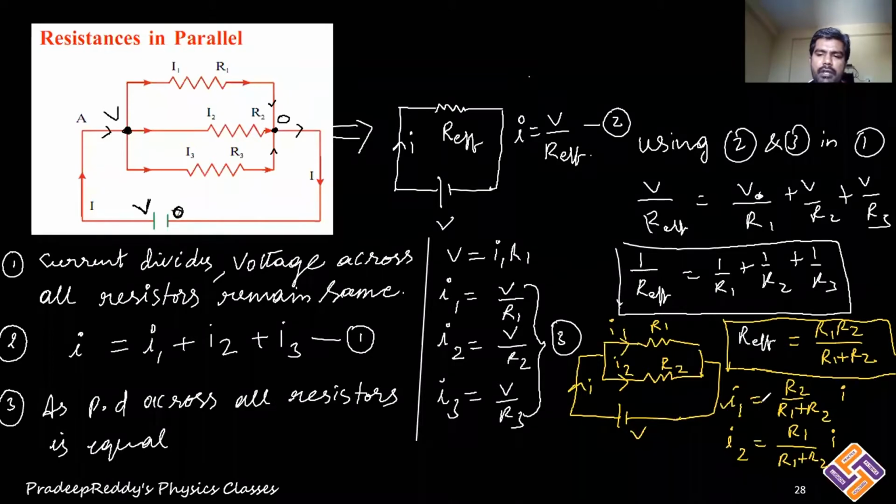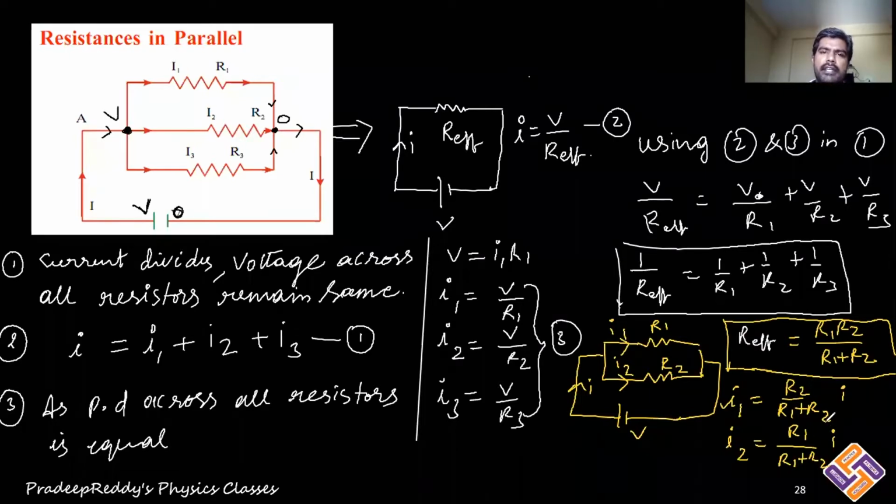I1 is equal to R2 by R1 plus R2 into I. I2 is equal to R1 divided by R1 plus R2 into I. I is the net current, and that current gets divided according to the value of the resistors. So that is what you need to keep in your mind. And of course, these relations we have already learnt in capacitors also. Same thing we are doing here.